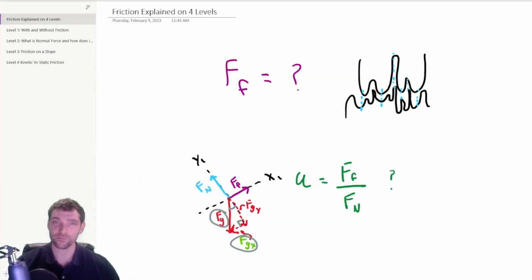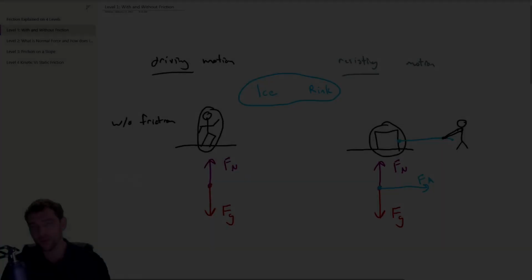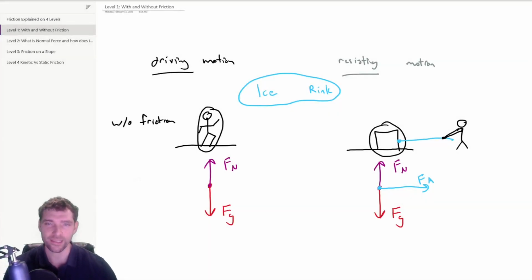Today we're going to talk about friction on a couple of different levels. We're going to talk in general about when we have friction and when we don't, a little bit about normal force and how it's related to friction, as well as friction on a slope and how that works into a lot of problems, and the difference between kinetic and static friction explained, as well as an example of them in a problem. Okay?